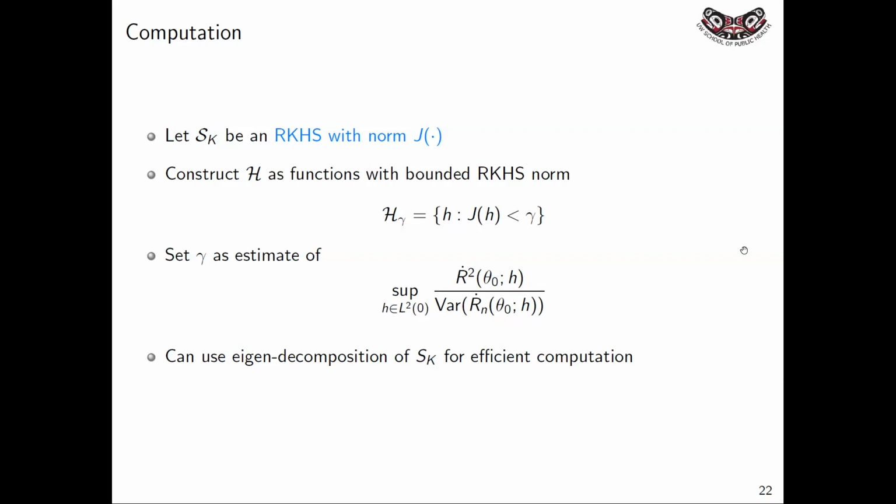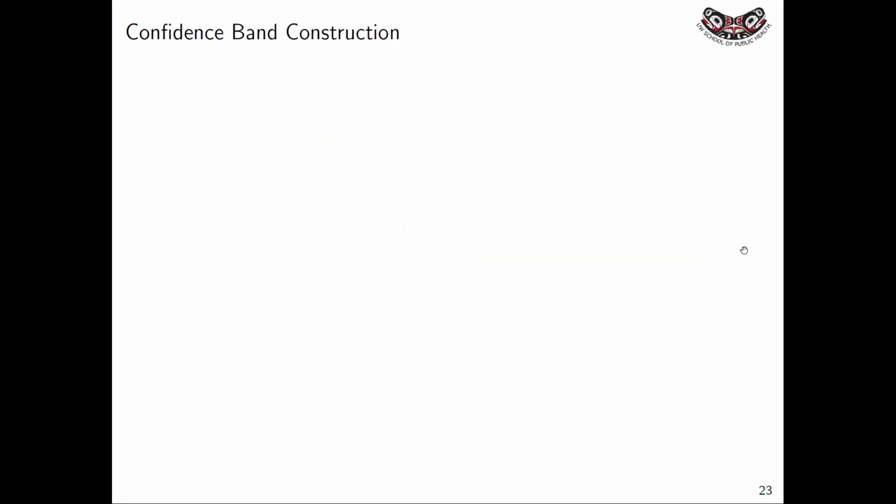So we get an estimate of this quantity, and the reason that we use an RKHS is that we could use the eigen decomposition to actually do this computation. So that's how we do it in practice. Now, how do we construct confidence bands? Basically by inverting the test statistic.